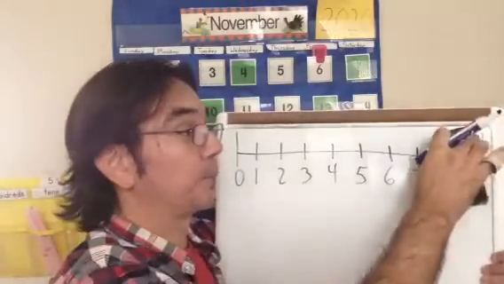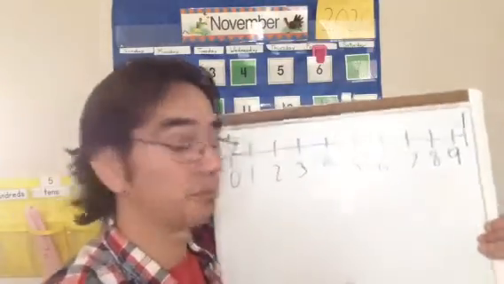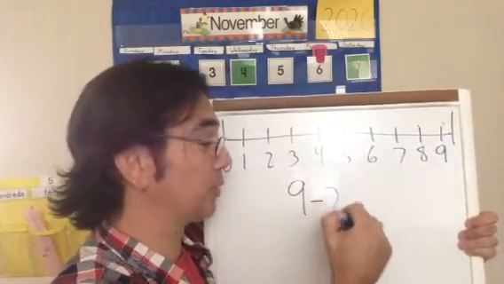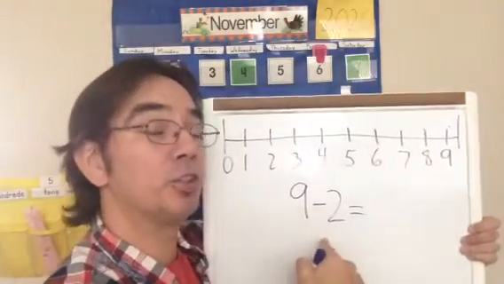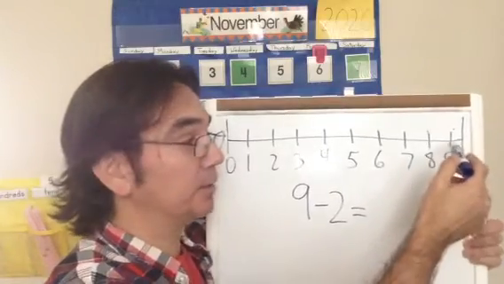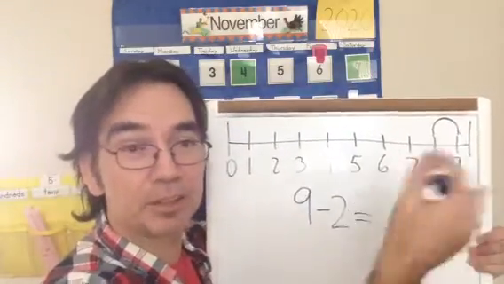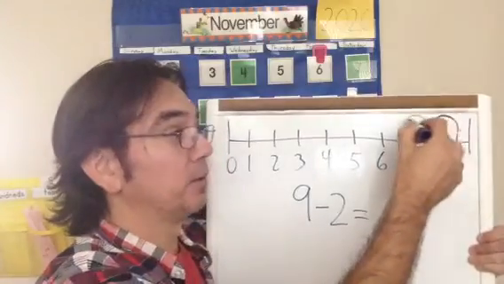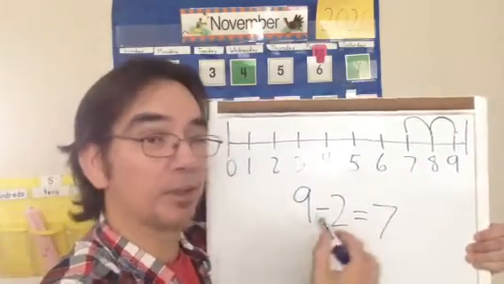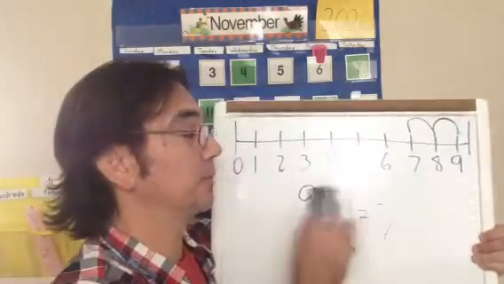How about counting back 2. So we're going to start at 9 and it's going to be minus 2 because we're counting back 2. So find your 9 and count back 2. 1. Remember, you're not counting until you land. 1, 2. What did we land on? That is 7. 9 minus 2 is 7. That's a complete subtraction sentence.